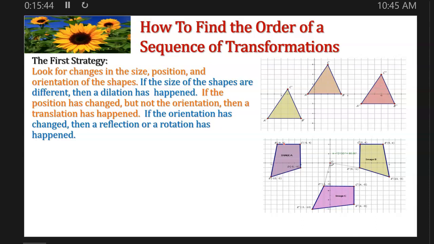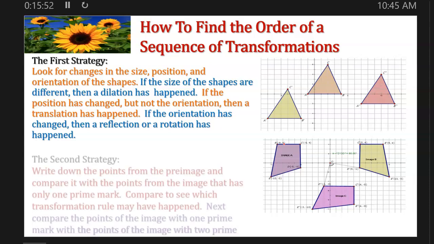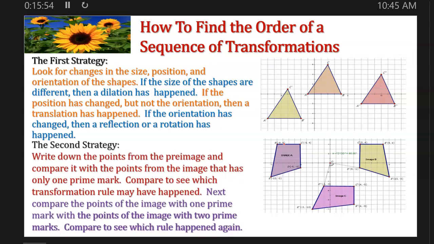But if there's not a prime mark, then look for changes in the position, the orientation. And then the second strategy is when we actually write down the points of the pre-image and compare it with the points from the image that has only one prime mark. Compare to see which transformation may have happened.